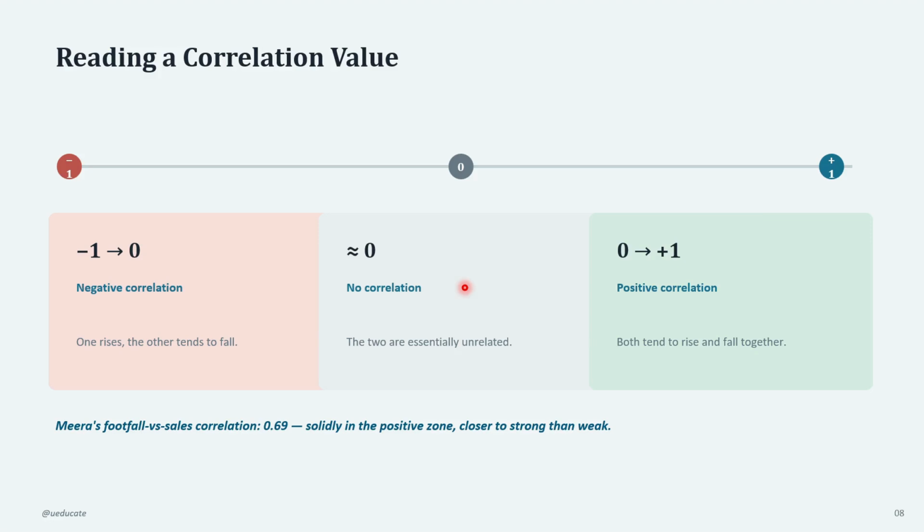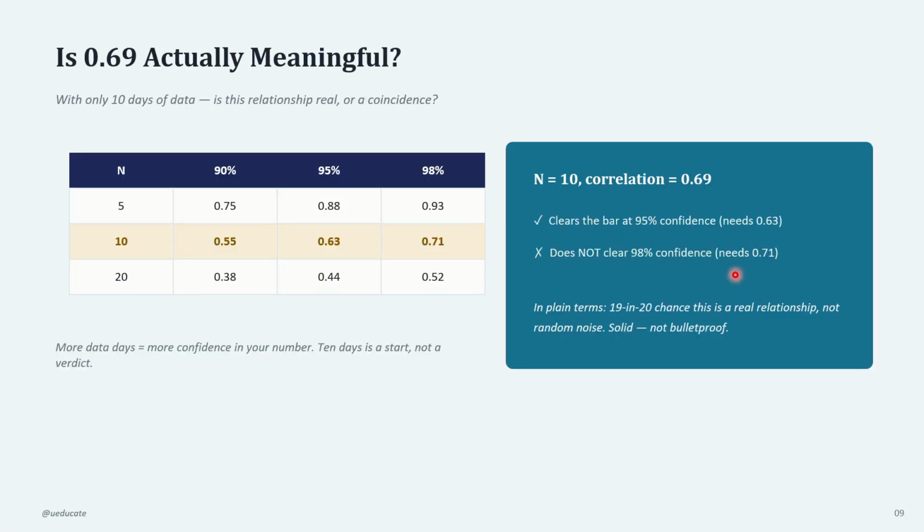Negative correlation: one rises, the other tends to fall. No correlation: the two are essentially unrelated. Positive correlation: both tend to rise and fall together.